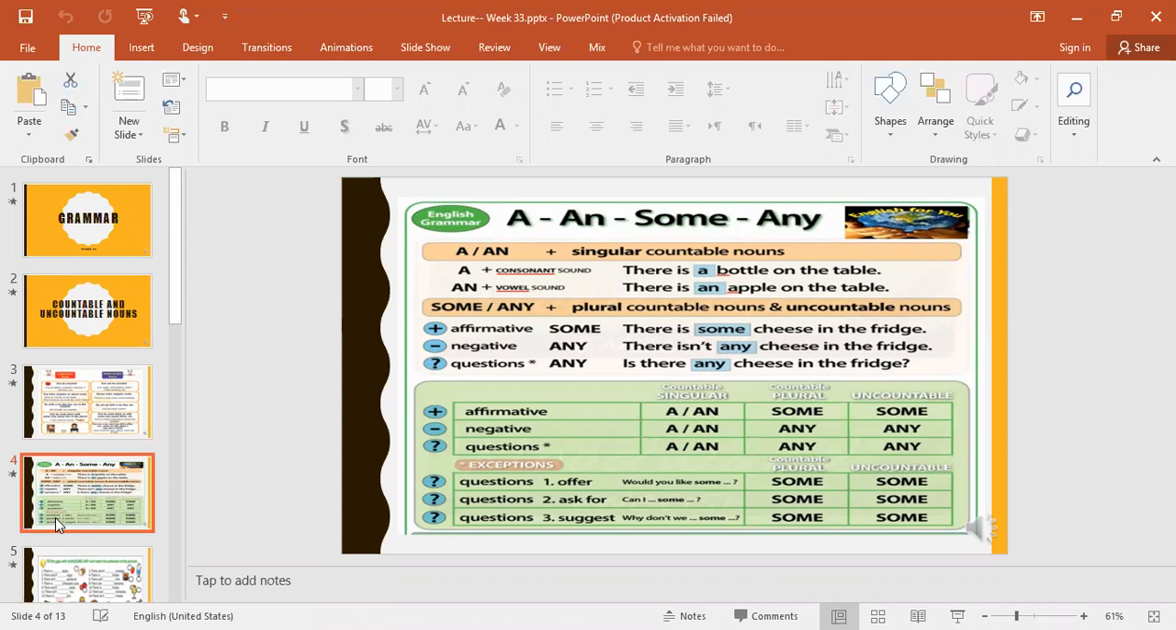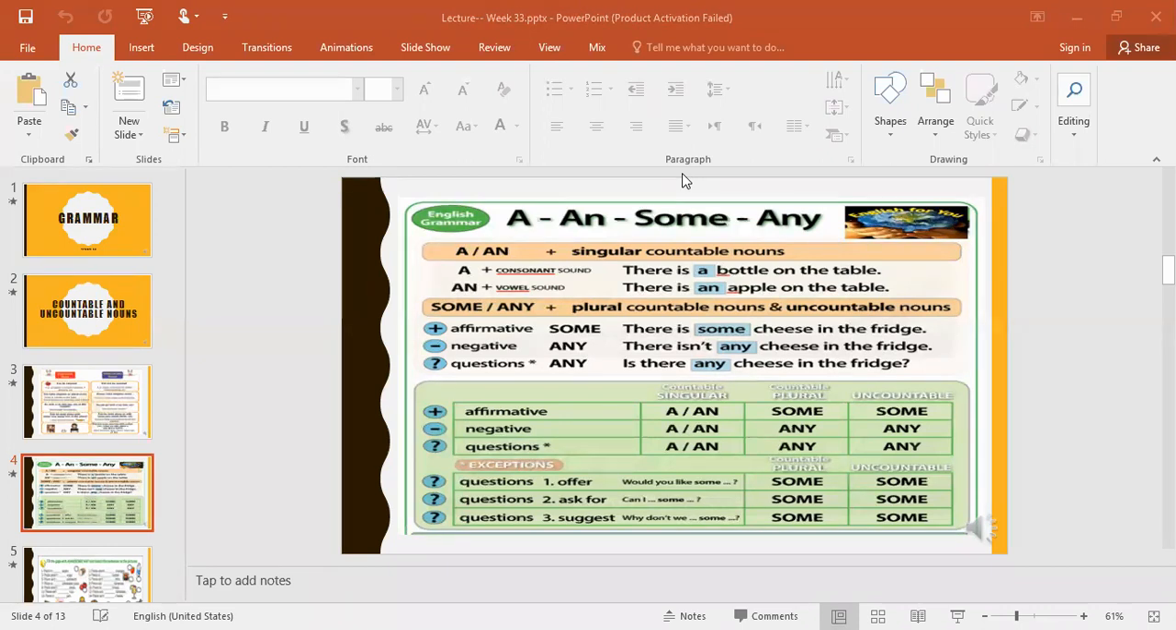Yes, in the countable singular, for the affirmative we give it a or an. For the negative, we give it a or an, and for the question, we give it a or an. In the countable plural and the uncountable, for the affirmative, we give it some, and for the negative and questions, we give it any. In exceptions, for questions with offer, ask for, and suggest, we give them some for countable plural and uncountable. Excellent.